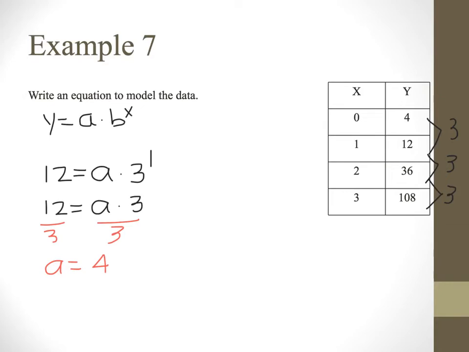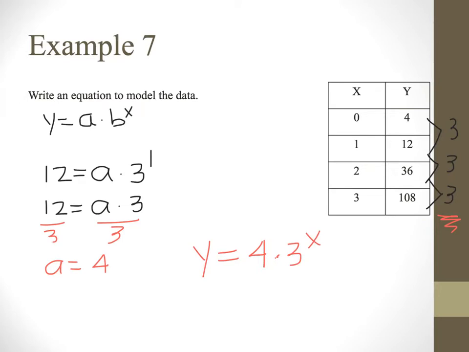So if I go to rewrite my equation now, I have y equals a, which I just found to be 4. My b value we found to be 3. And I'm going to raise this to the power of x.